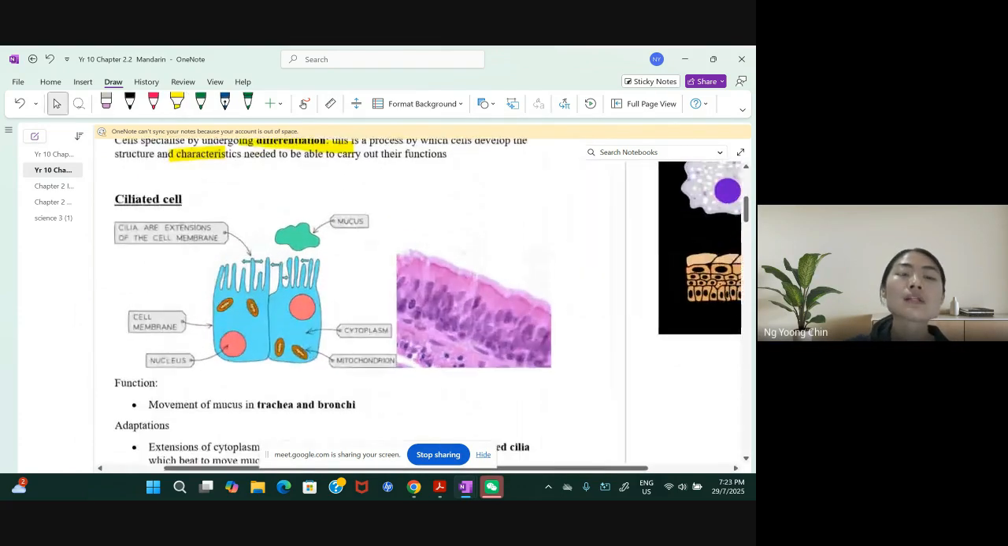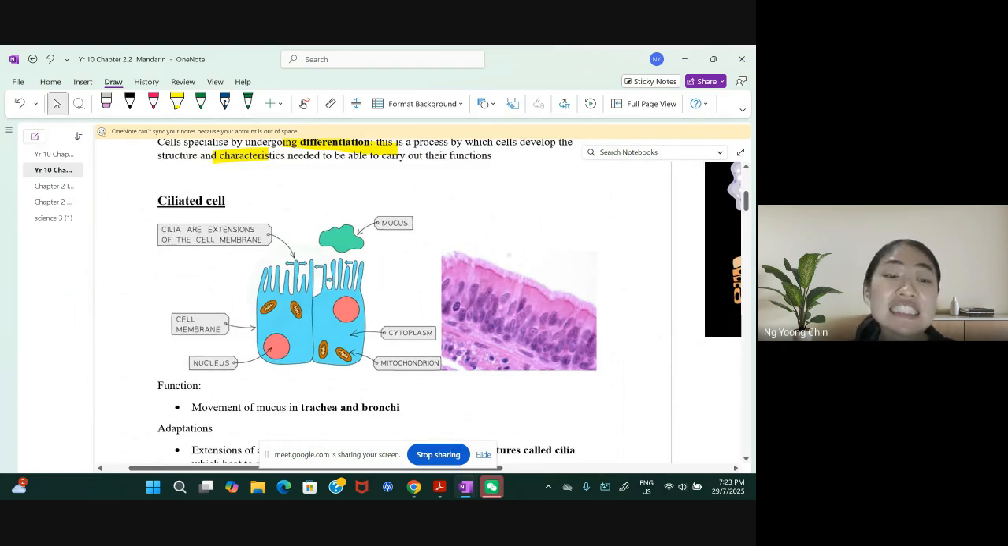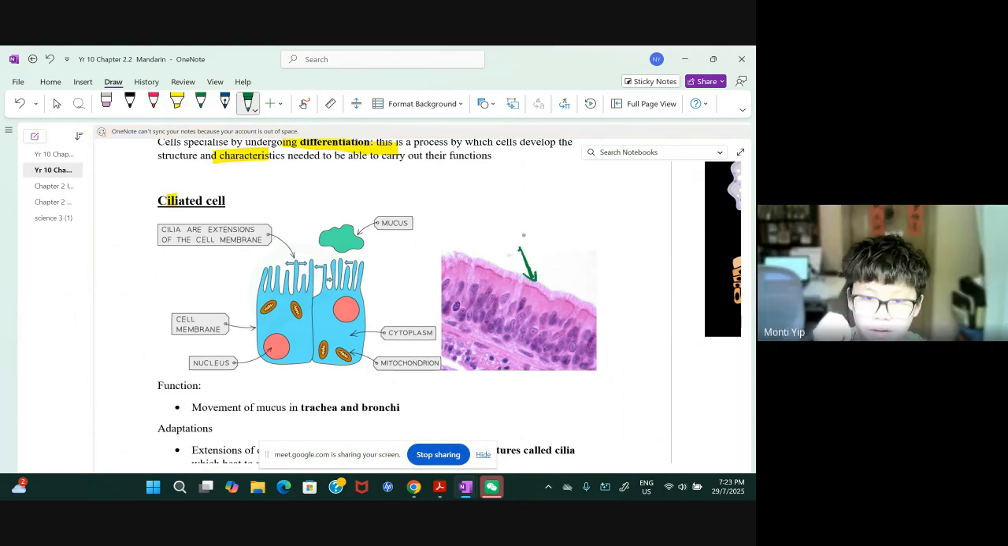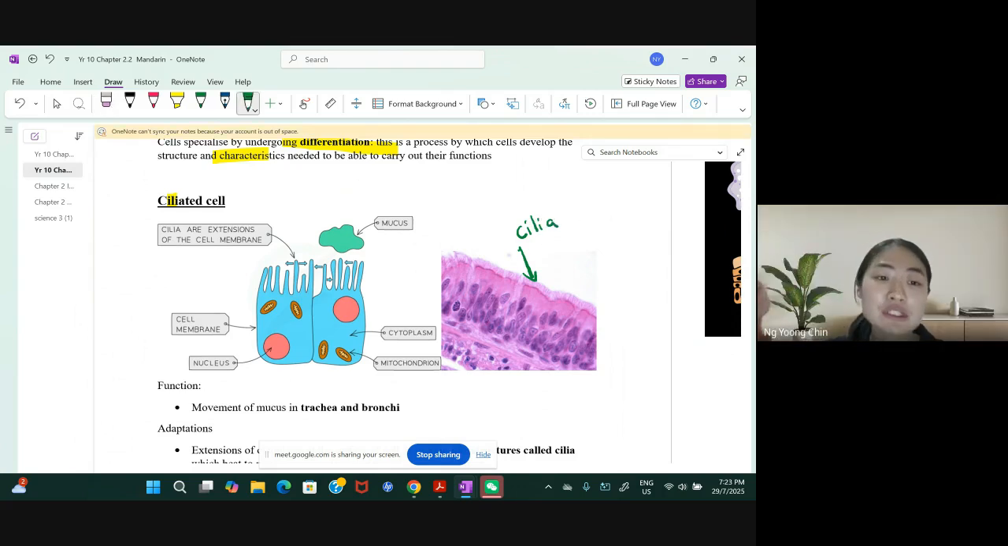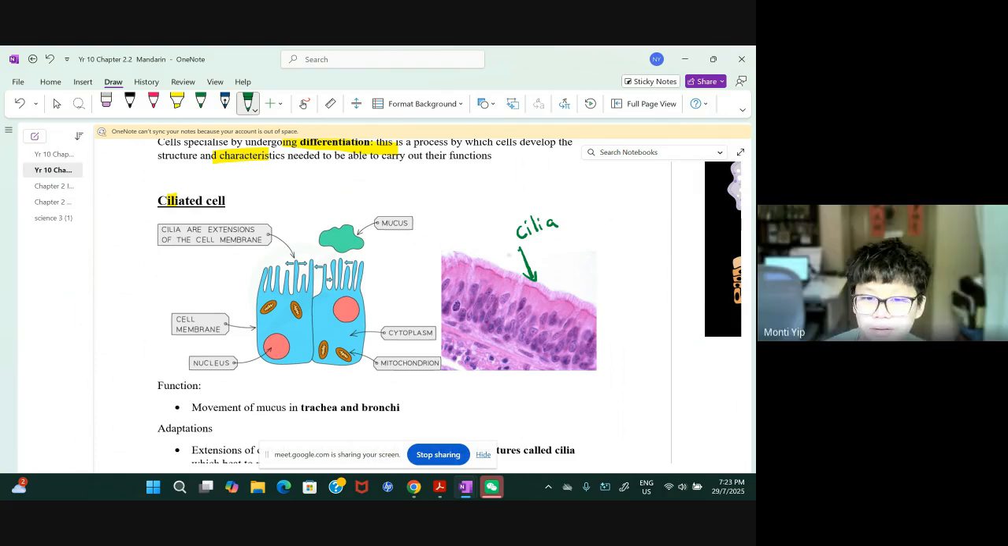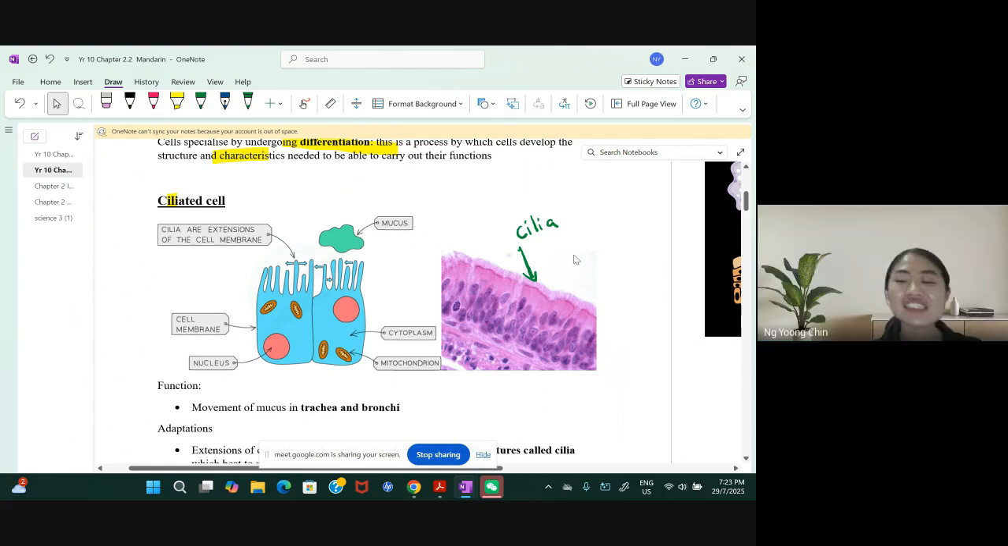Now let's study the first specialized cell, which we call the ciliated cell. Ciliated, just one L, not double L. Where can we find cilia? We can find cilia along our respiratory tract. Is it on the small intestine? In the small intestine we don't have cilia, but we have villus. They look very similar, but they are actually different things.